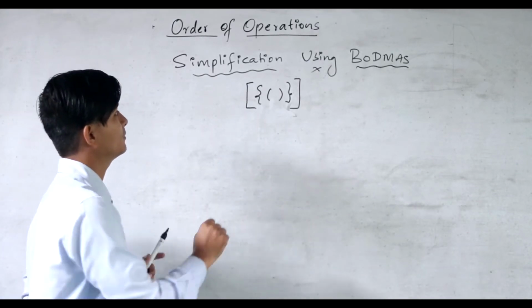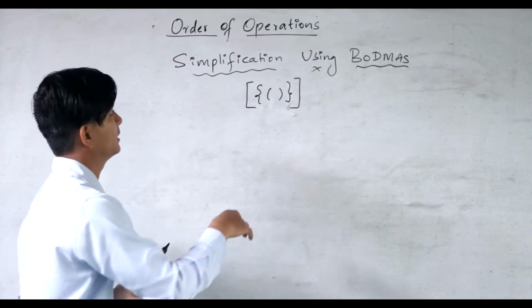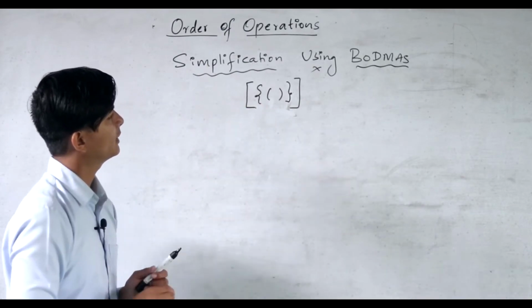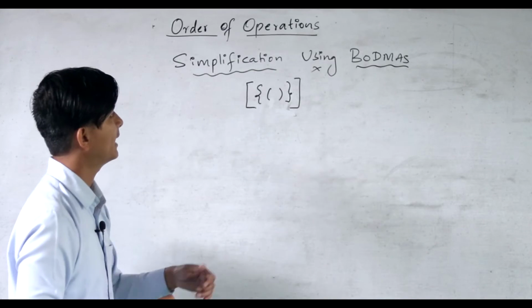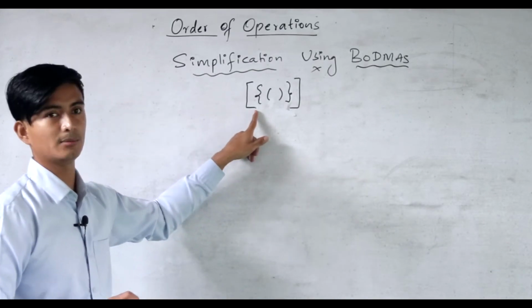So first, we have to remove this small bracket by solving the problem inside it. Second, we have to remove the curly bracket. And finally, we have to deal with the operation of the big bracket.